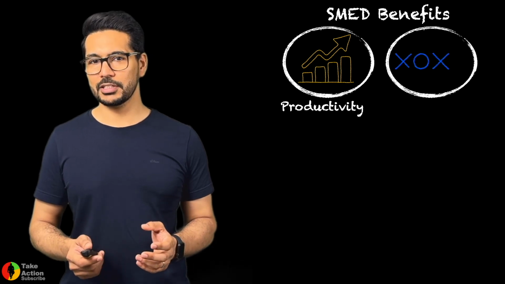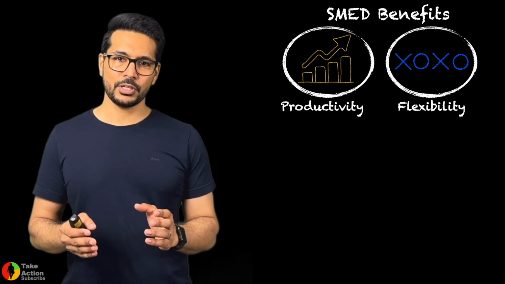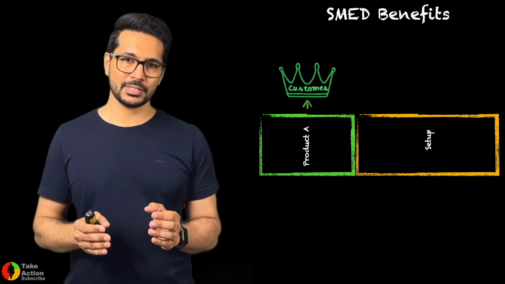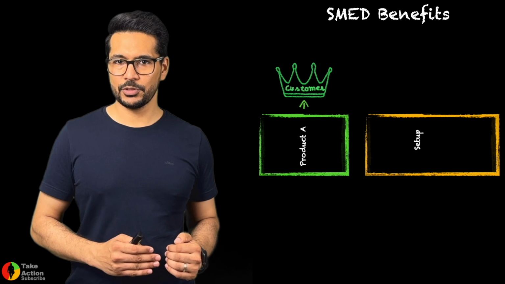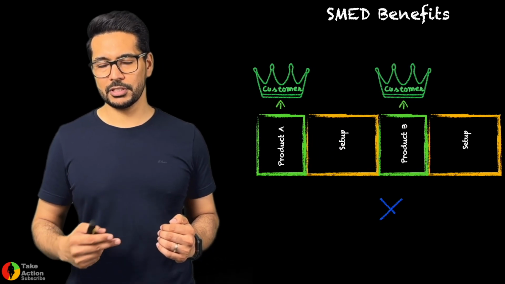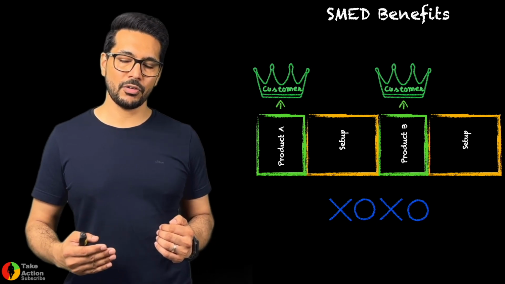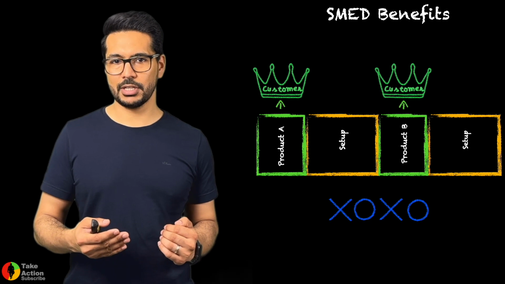How can we achieve the flexibility? Imagine we have reduced setup time by 50%. Now we can also reduce our lot size by 50%. It means we will have the same effort, the same amount of time to do setup, but we can double the number of lots because our lot size is reduced.